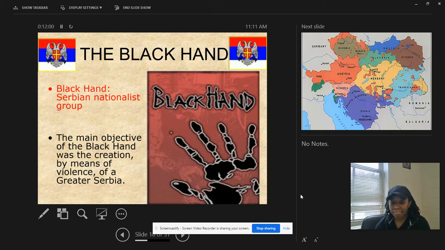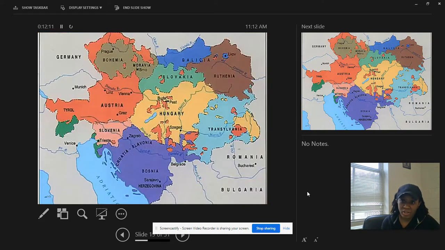That's it. We're not here to talk. We're not here to negotiate. We're not here to march. There's only one way we know, and that is through violence. So that's what they did. And so they wanted to create a greater Serbia through violence.